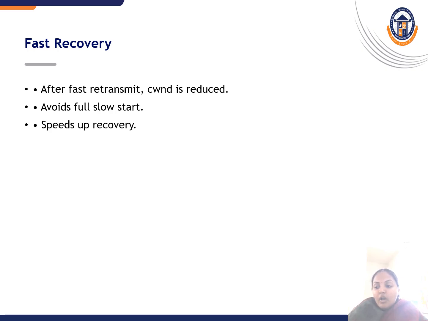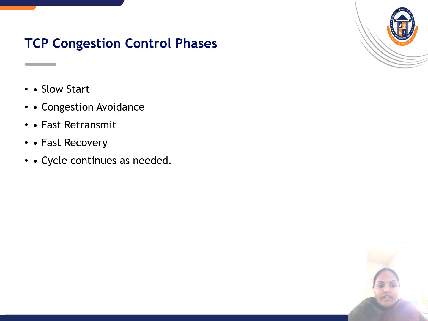Sets ssthresh to half of the congestion window. Temporarily inflates the congestion window to keep the pipeline full and avoid stalling. Returns to congestion avoidance after the recovery. This mechanism helps maintain higher throughput and reduce idle time. Then TCP congestion control phases.